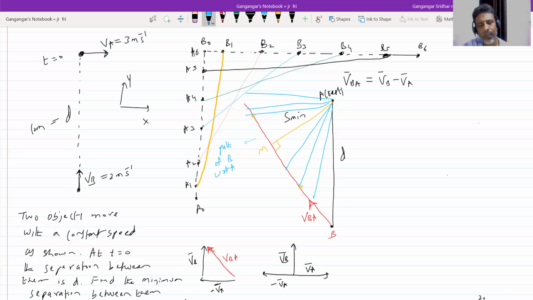You see, among all of these, AM is the shortest length, no? That AM is the shortest length. So therefore, this is S minimum. This has to be determined. We already know distance D. Somehow if you can get this theta, my problem will be solved. How to bring the theta? Can I bring it here?